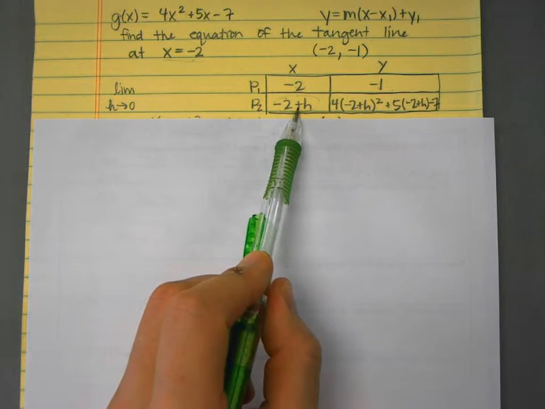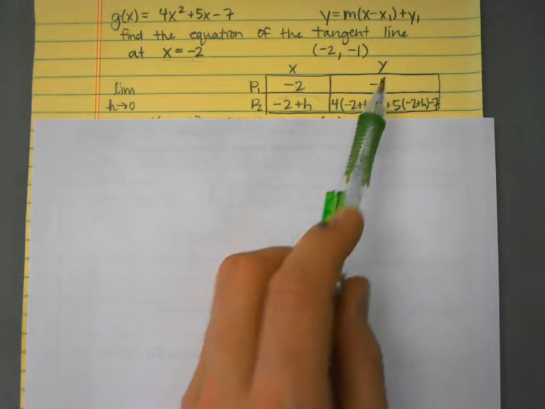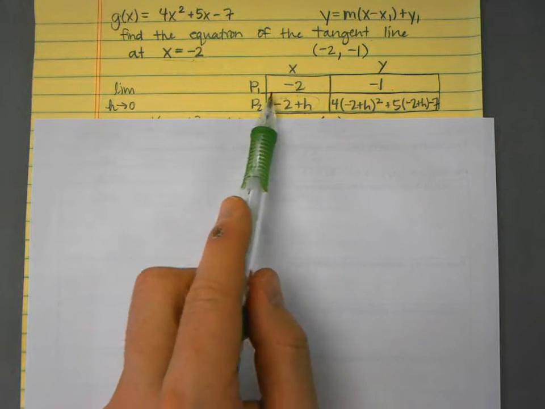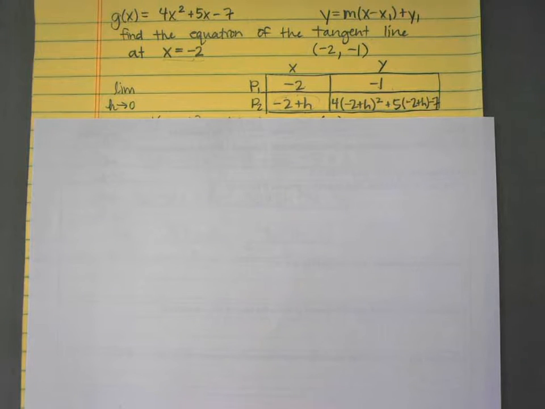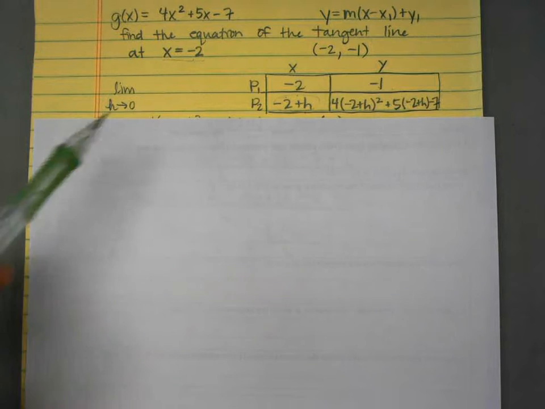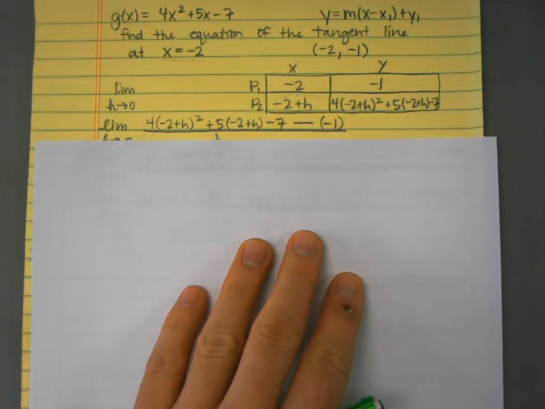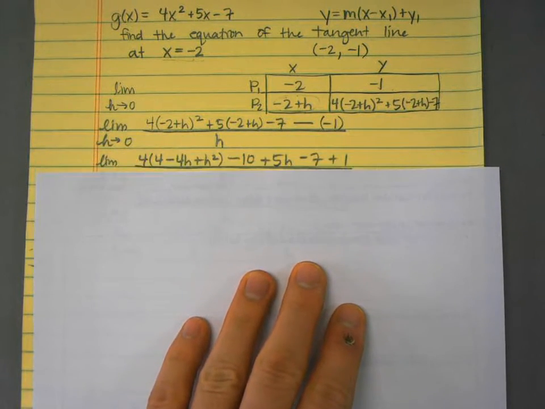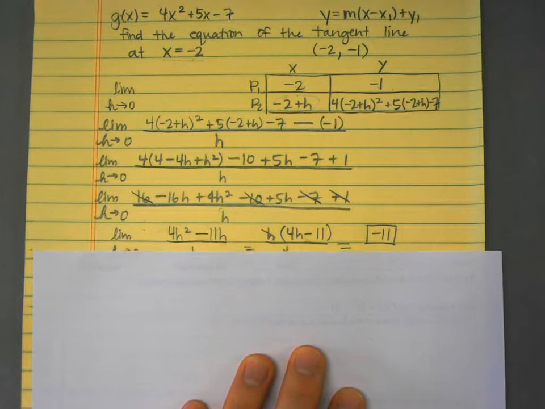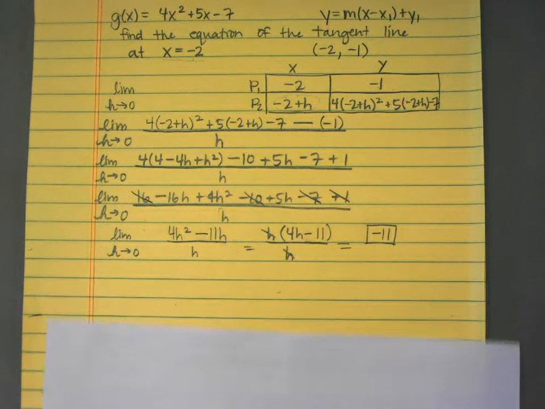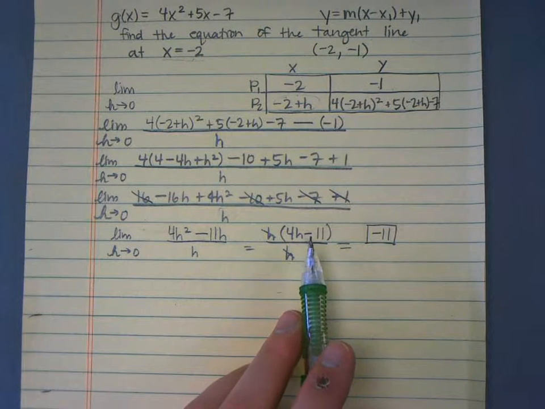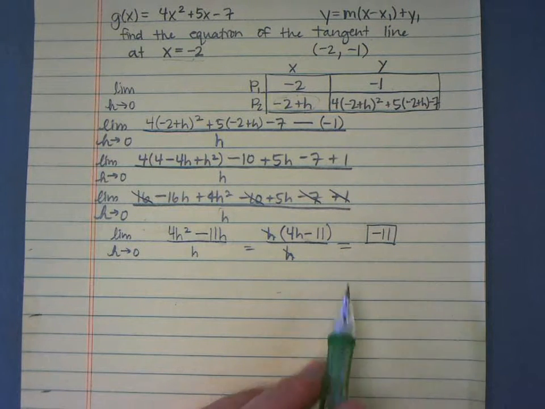My second point was negative 2 plus a value of h, which made my second output what I get when I take that expression and use it as an input in the original function. From there, I took the limit as h goes to 0 of the slope of that secant line, and the math follows from there. And then through some careful algebra, you get to a point where you learn that the limit as h goes to 0 of that function at x equals negative 2 is negative 11.